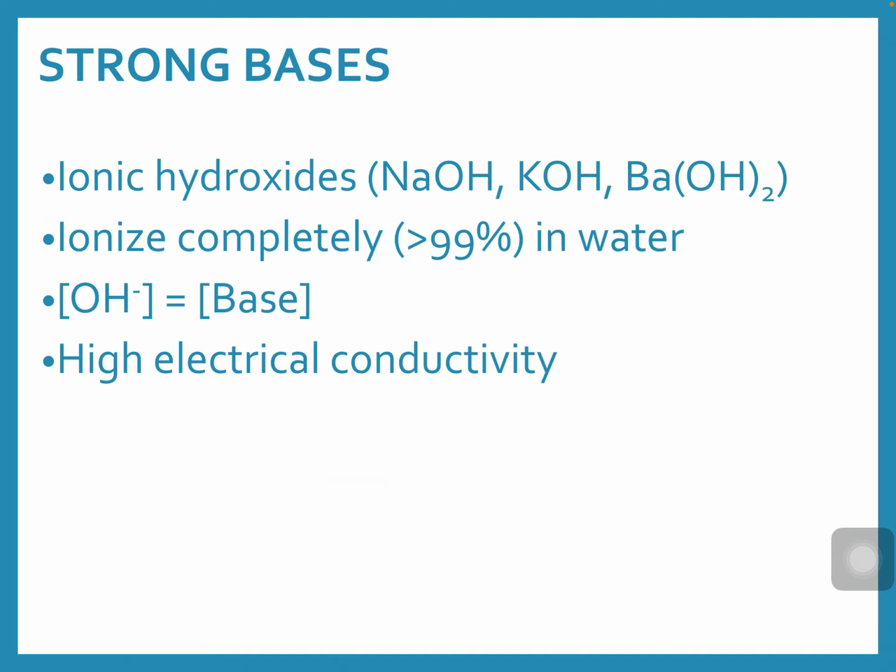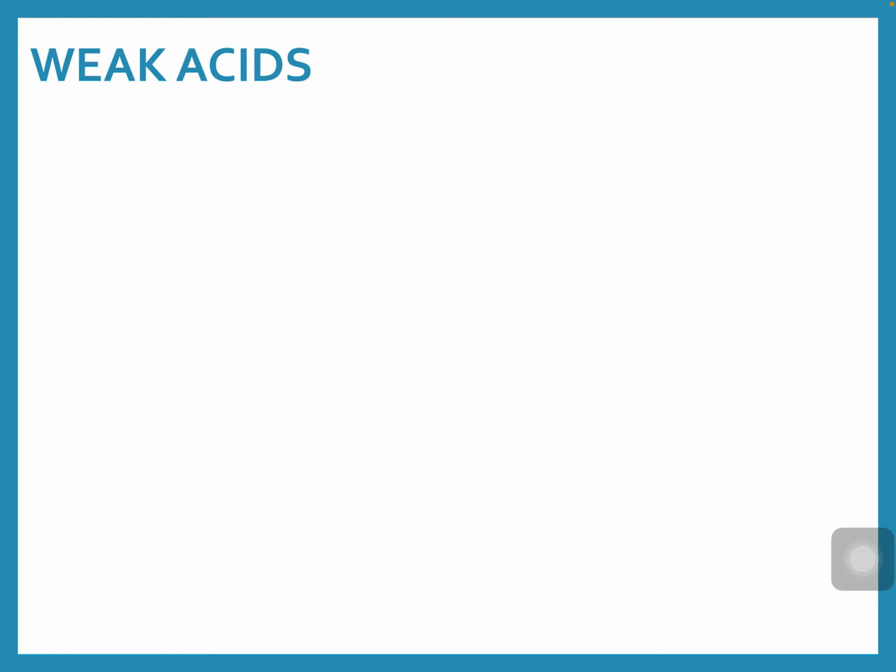So same deal, high electrical conductivity because we have a lot of ions in the solution because of the complete ionization. And this time we're going to have a very high pH. When we have a high pH, that is because we have a lot of hydroxide ions in the solution. And because we have complete dissociation here, we are nearing the 14 end of the range.